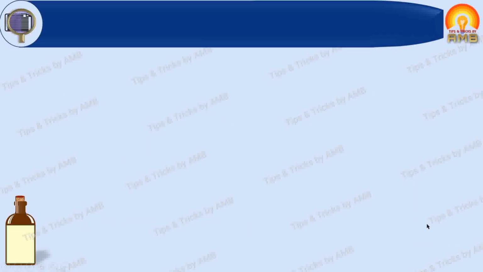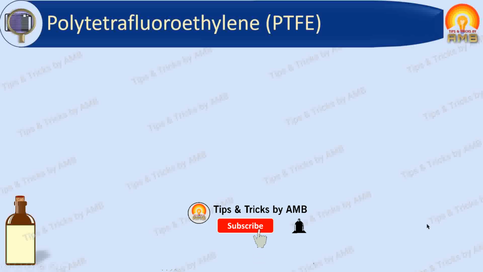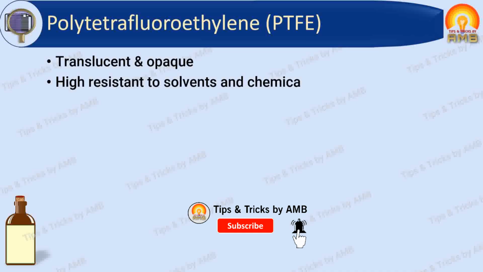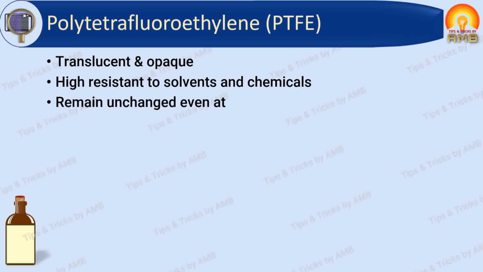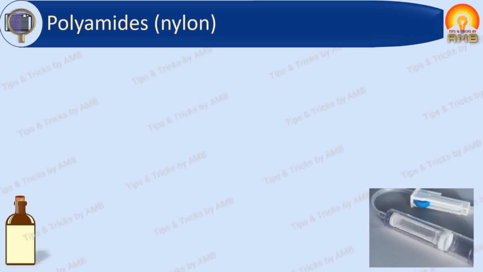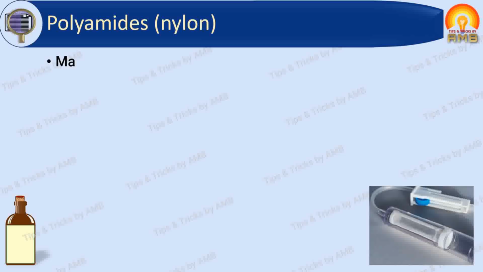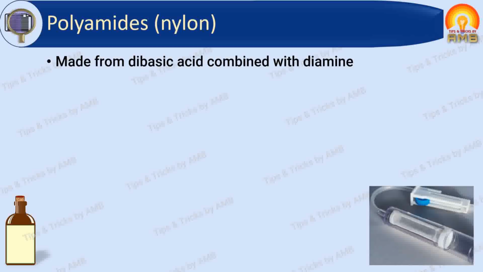Next type is polytetrafluoroethylene, PTFE. It is translucent and opaque. It has high resistance to solvents and chemicals. It remains unchanged even at a temperature of 250 degrees Celsius. Next type is polyamides, that is nylon. It is made from dibasic acid combined with a diamine.